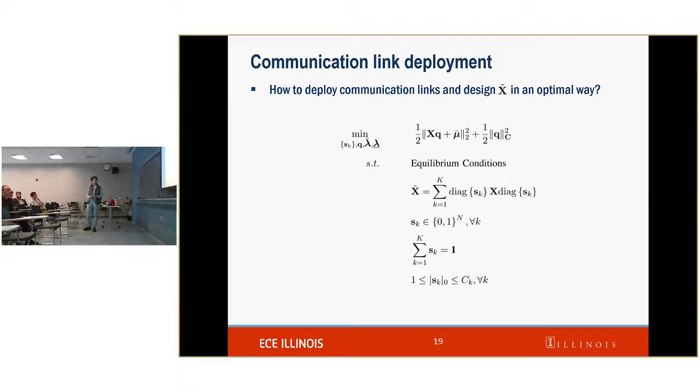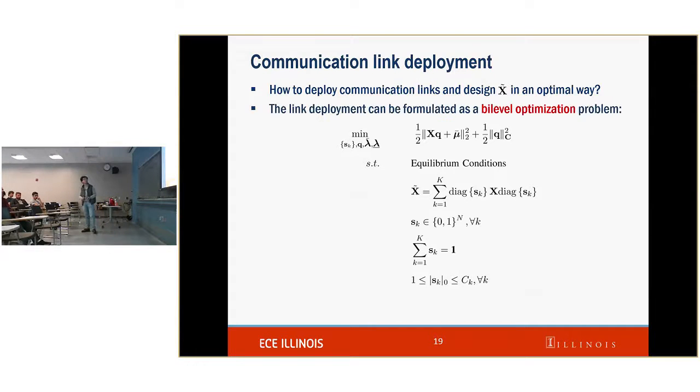So the ultimate goal is to find a way to optimally deploy communication links. What we have done before is that, given the communication topology described by the X-tilde, we can characterize its equilibrium. And now we want to find the optimal X-tilde. We want to design an optimal X-tilde. So we can formulate this deployment problem as a bi-level optimization problem.